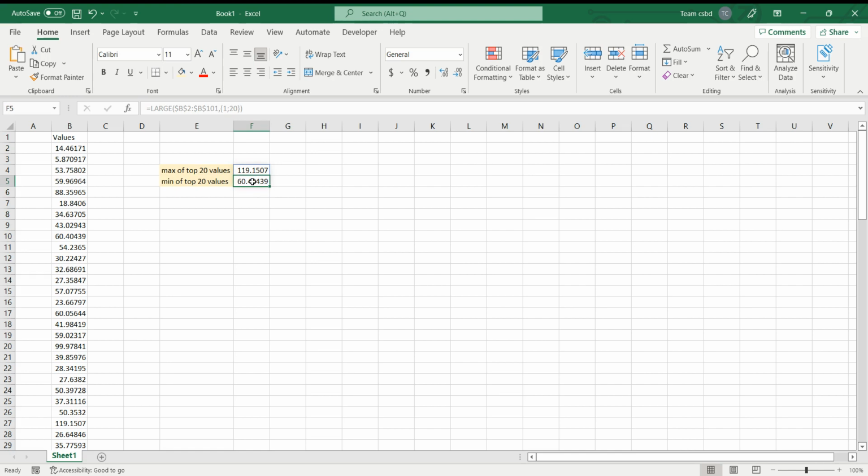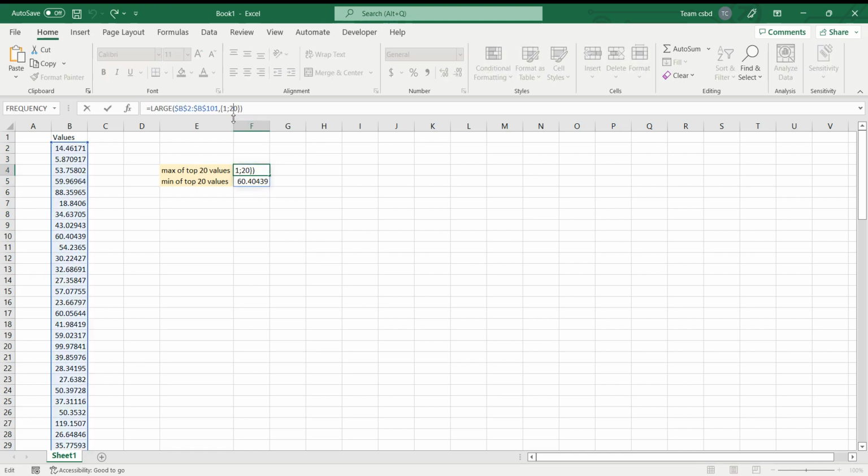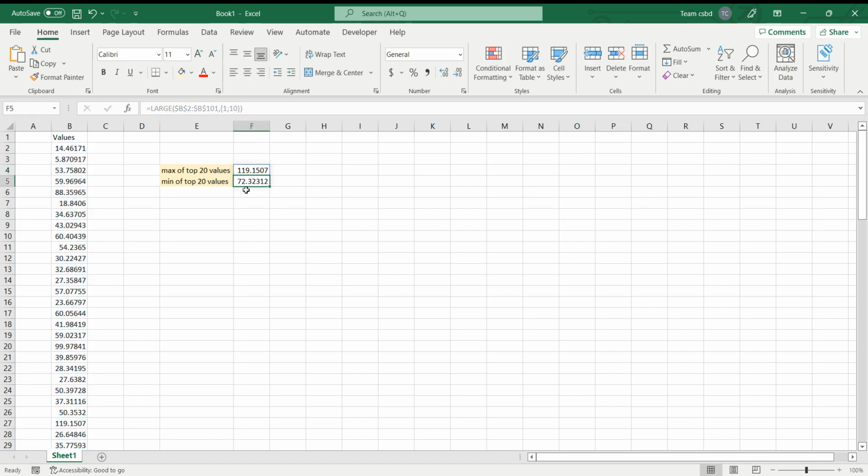You can actually specify any value here. You can put 10 here. That means here it will be 10, because now it's the 10th value, the top 10th value. That means this is the maximum of the top 10 values and this is the minimum of the top 10 values.